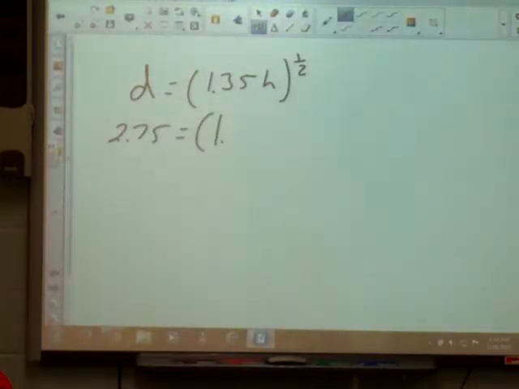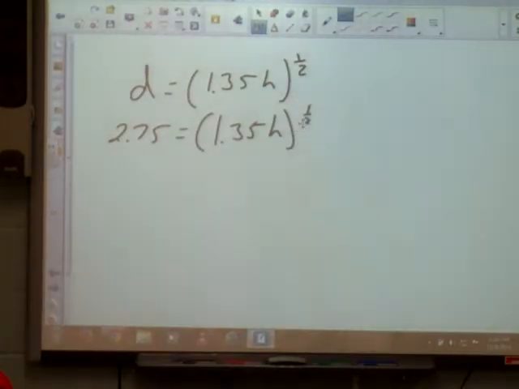Alright, it says that the distance is equal to 1.35 times the height to the 1/2 power. Somehow, how far you can see over the horizon is based on how tall you are. Distance is how far you can see, and the h is how tall you are. So it says a person can see 2.75 miles. How tall are they? So we plug 2.75 in for the distance, and we got to solve for height.